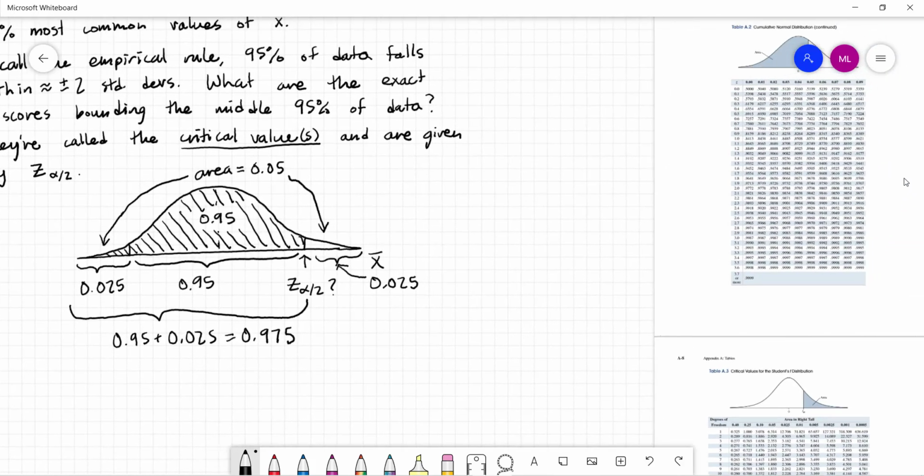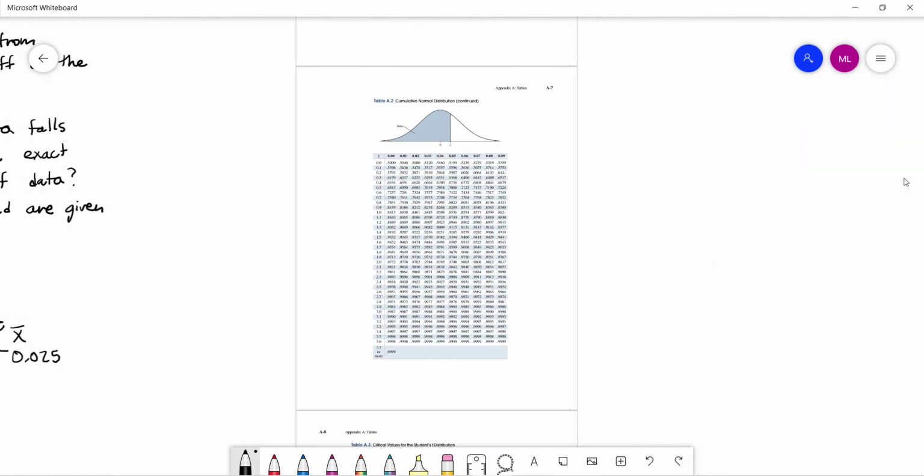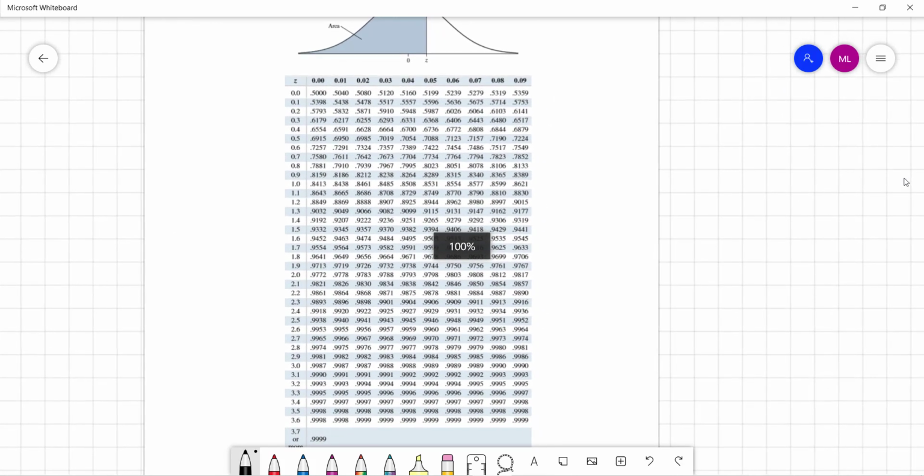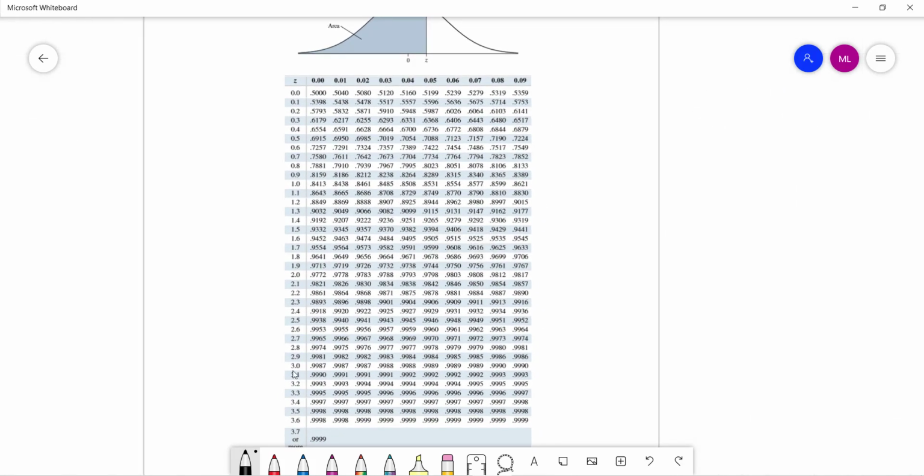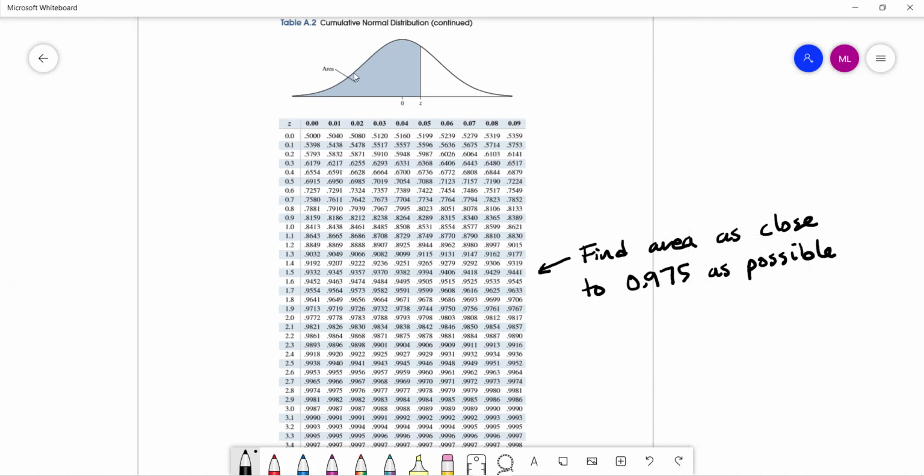So we're basically going to be using our table in reverse. Remember, the numbers in the middle are areas, and the z-scores are along the edges. So in this case, I need to find the number in the middle, the area, as close as possible to 0.975. And again, that 0.975 came because we're not looking at the middle 95%. Instead, we need to take into account the left tail, and that means a combined area of 0.975.